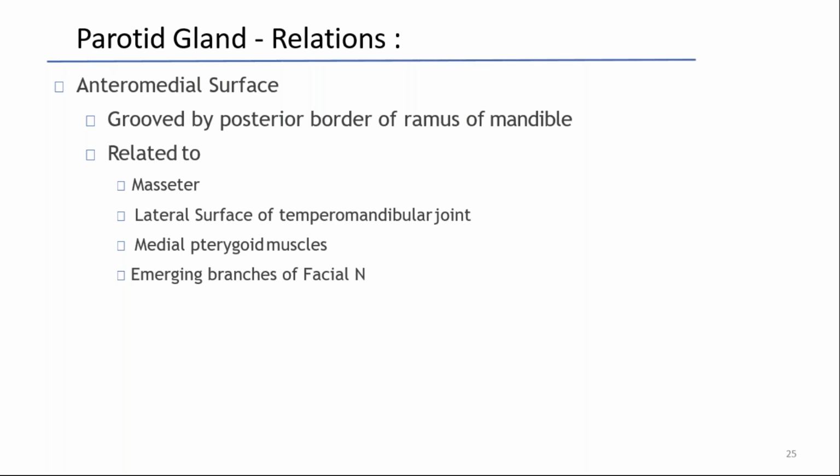And the anteromedial surface is formed by the posterior border of the ramus of the mandible. So these are related to the muscles of mastication and the pterygoid muscles, that are the masseter, the lateral surface of the temporomandibular joint, and the medial pterygoid muscles.